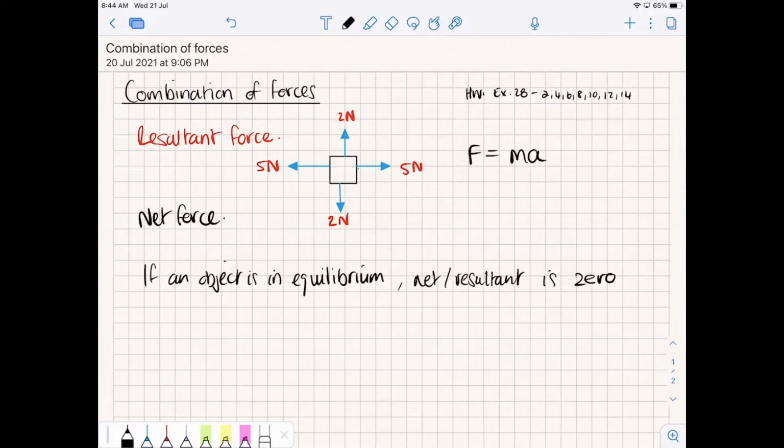So the most important thing that we can take from this: if an object is in equilibrium or has a net resultant force of 0, what else is 0, Dominic? If an object is in equilibrium, its resultant force is 0. What can you tell me? Its acceleration is 0. It has no acceleration.